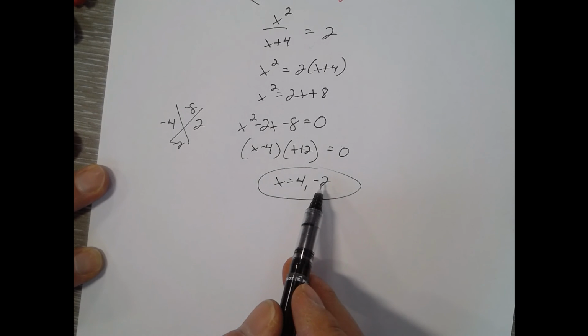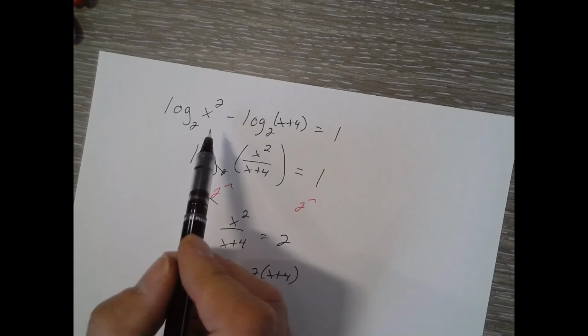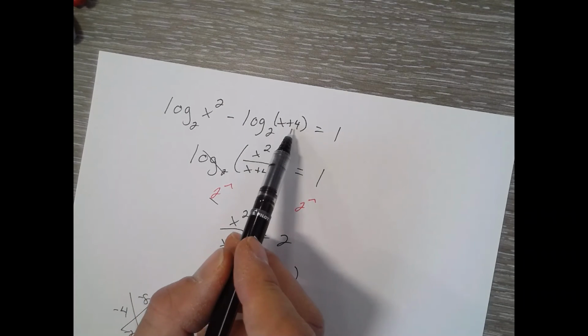Negative 2 is our other possibility. It might be tempting to say that's not a solution because you can't take the log of a negative, but if you plug -2 in, that's the log of 4, and you're still taking the log of a positive. So both of those are correct answers.